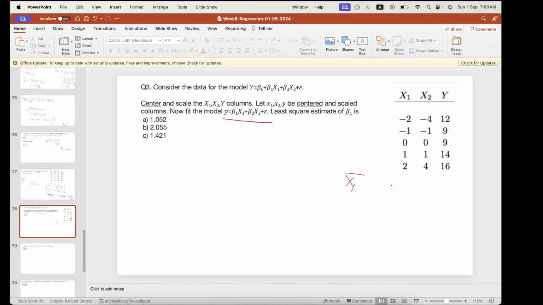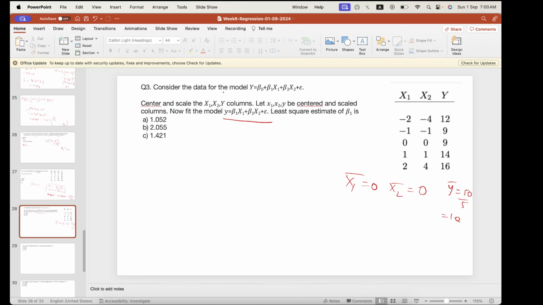So x1 bar is how much? Minus 3 plus 3 by 5, that is 0. x2 bar is how much? Minus 5 plus 5, 0. Y bar is how much? Y bar is 12 plus 18, 30 plus 14, 44 plus 60, 50 by 5, that is 10.